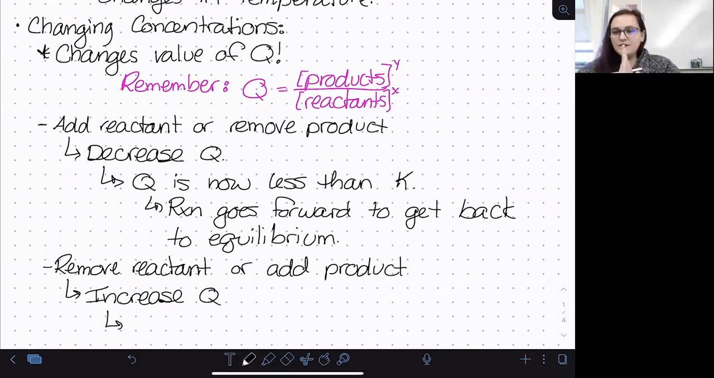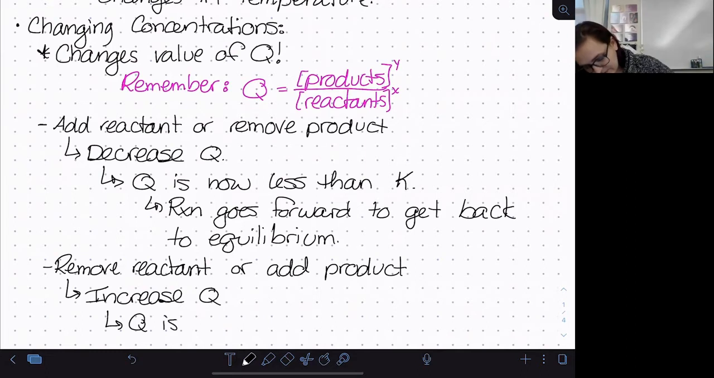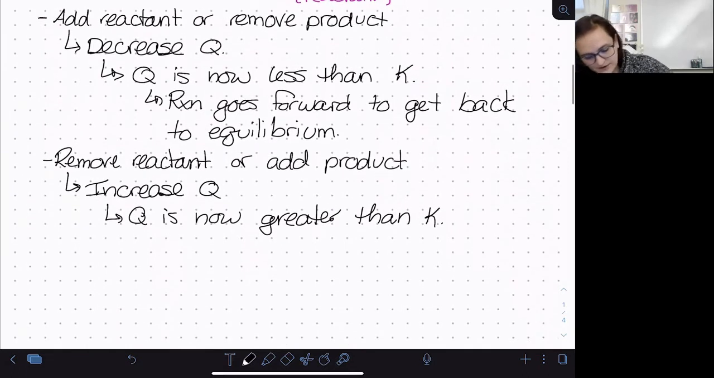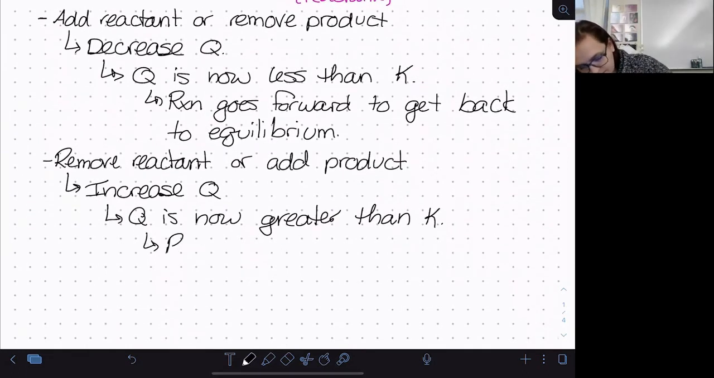If we were starting out at equilibrium and we just increase the value of Q, Q is now greater than K. And whenever that is true, our reaction needs to run in reverse to get back to equilibrium.